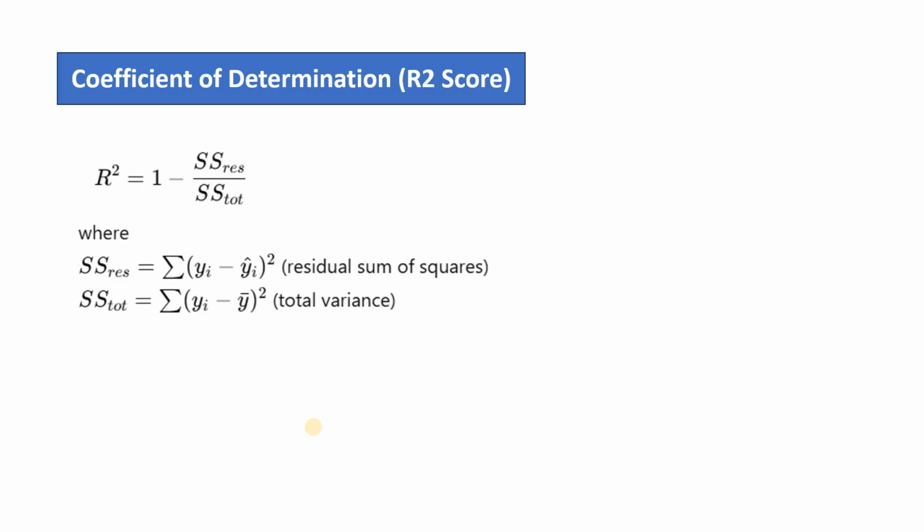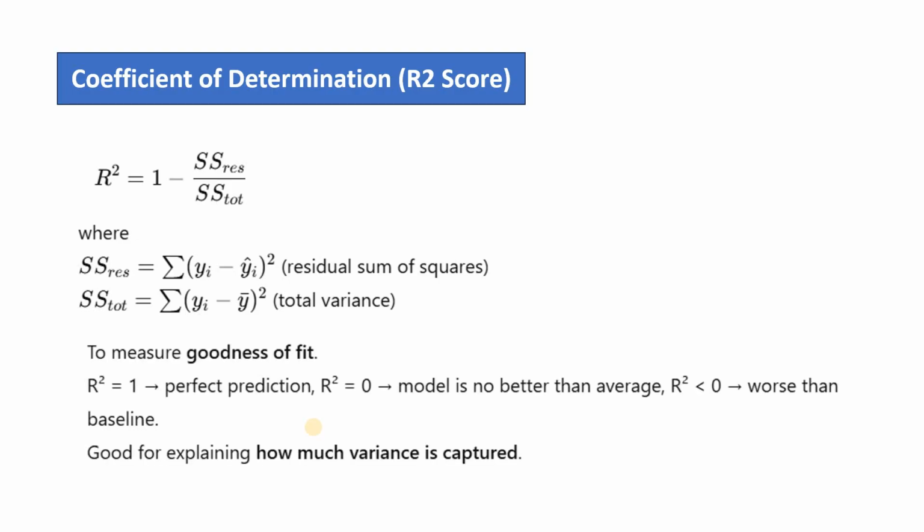When do I go for R square? The R square score is used whenever I want to measure how good my model is. What does this give you details about? When R square is equal to 1, that means your prediction is perfect. Similarly, when R square is less than 0, that means your prediction is worse than the baseline. And whenever your R square value is equal to 0, the model is no better than computing the average. The R square score is very good for explaining how much variance is being captured in your model.